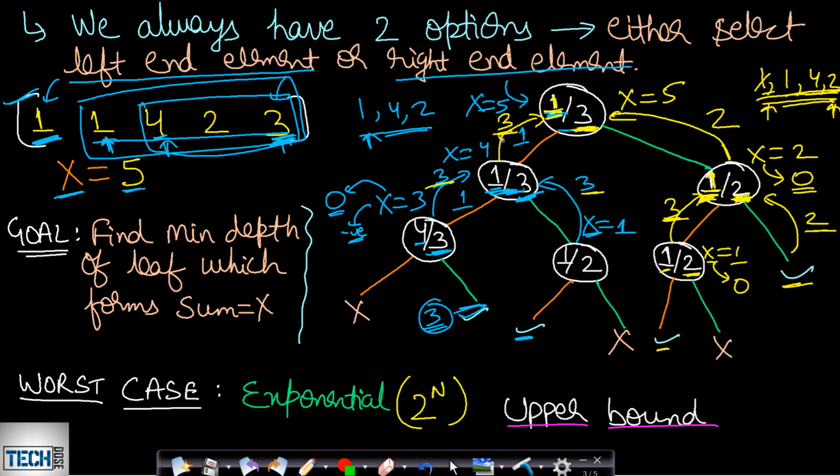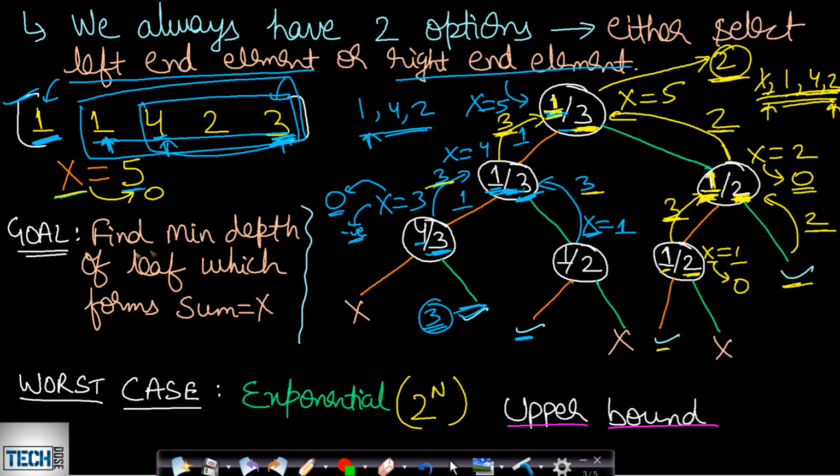We got 3 from the left call, 2 from the right call. We will be returning the minimum of both these calls as our answer. So it is possible to reduce this x to 0 by a minimum sequence length of 2. Okay, so this is our answer.